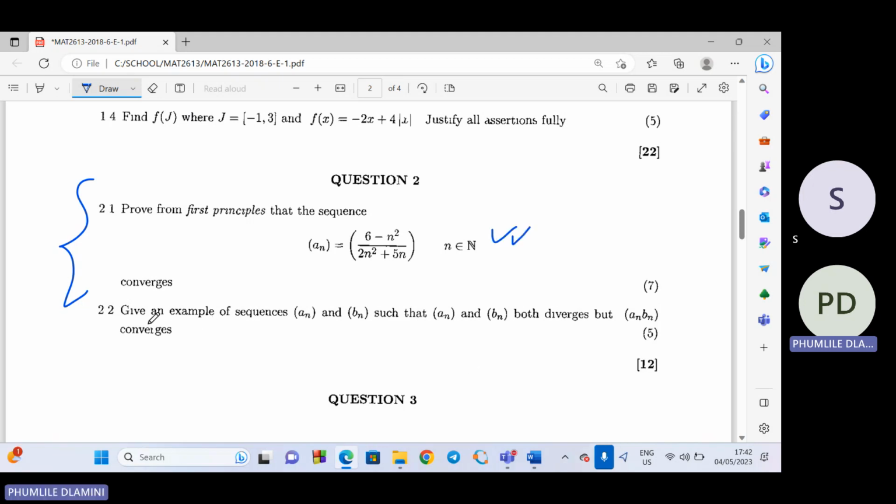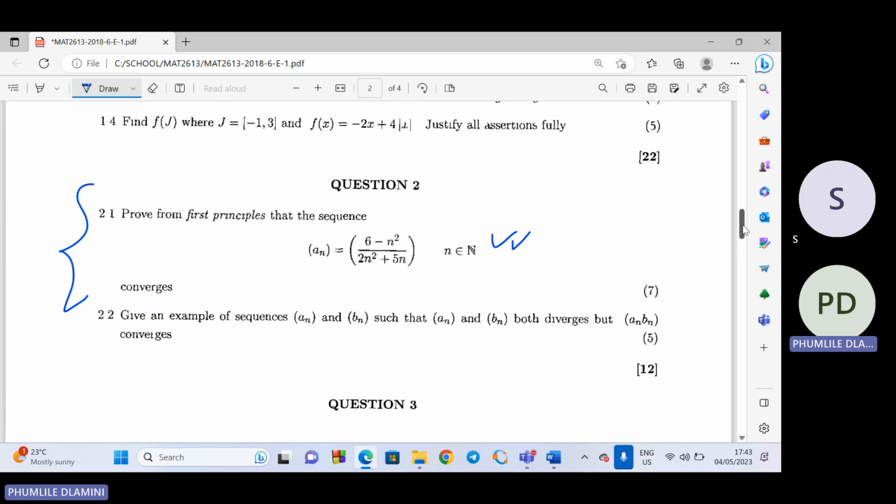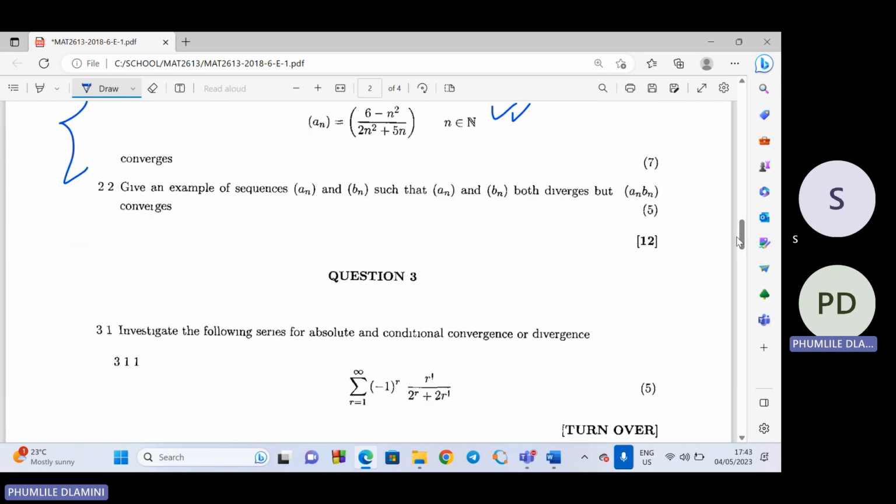The other one says, give an example of sequences a_n, b_n such that a_n and b_n both diverge but a_n multiplied by b_n converges. So in this one, we have to give an example of two sequences that are divergent, they don't converge. So what is a sequence that diverges? It can be a sequence that just keeps going, non-stop.